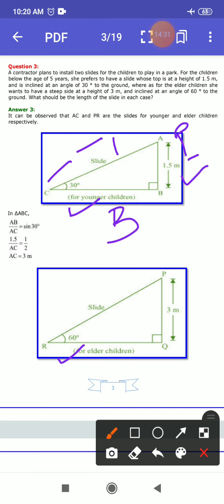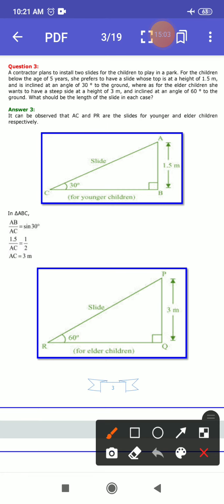Now sin 30 is equal to AB upon AC, and AB is 1.5 upon AC, which you have to find, and the sin 30 value is 1 upon 2, you very well know. Put the value of sin 30 as 1 upon 2, and then use the cross multiplication method and find the value of AC. So AC is 3 meter. Then this solves the first slide of the younger child.